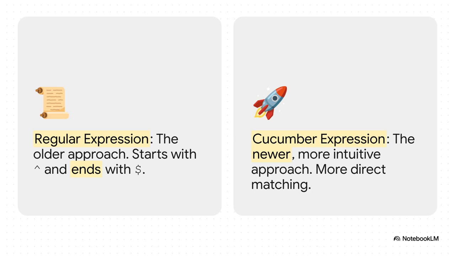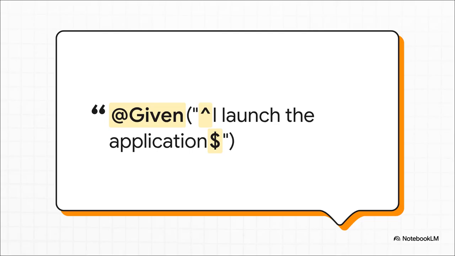Regular expressions, or regex, that's kind of the classic old school approach. You can usually spot them because they start with a little caret symbol and end with a dollar sign. Cucumber expressions are the newer kid on the block. They were designed to be way more intuitive for this exact job. And here's what a regular expression looks like in the wild. You see that given annotation? The text right after it in quotes with the caret at the start and the dollar sign at the end? That's regex speak for match this entire sentence exactly as it is from beginning to end.